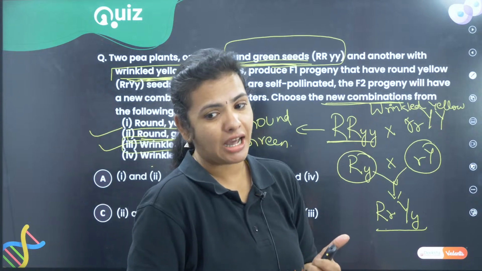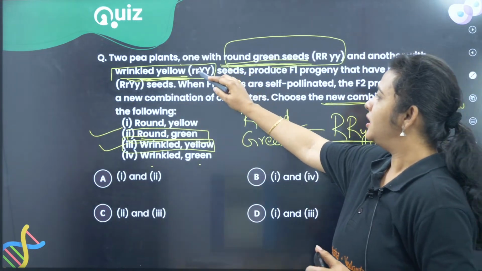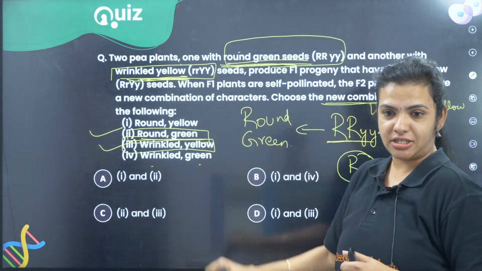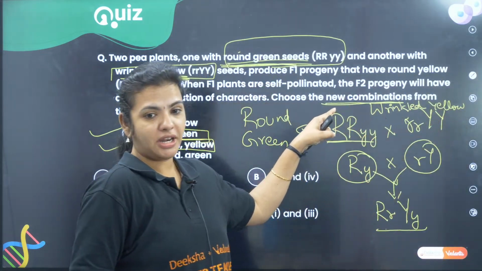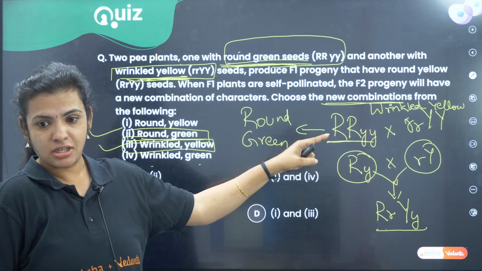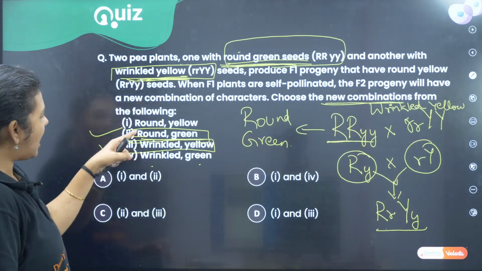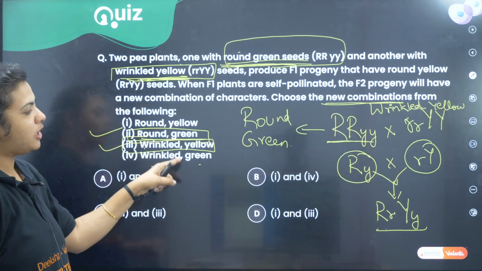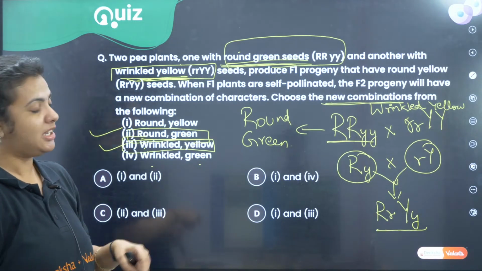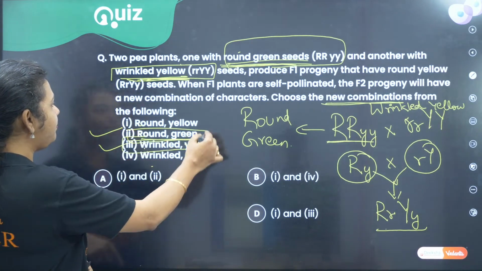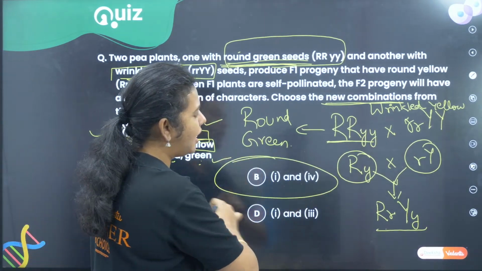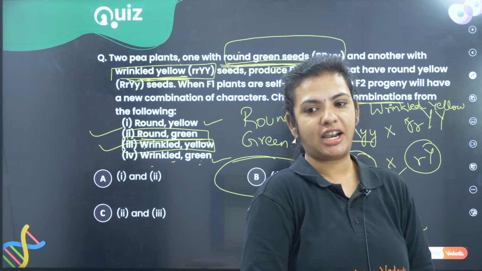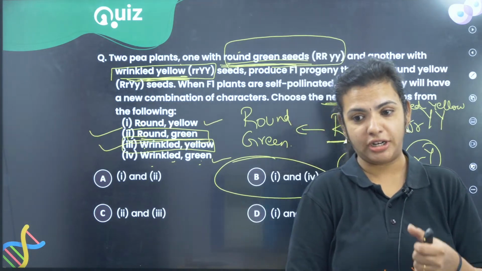Purvika, did you understand now? These two are already parents. The question is asking what is the new combination? Correct? So, what is the new combination other than the parents? What is the new combination that is present here? Round yellow and wrinkled green, which is 1 and 4. Did you understand, Purvika? I hope you understood.